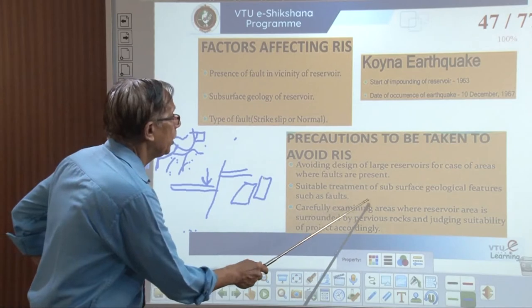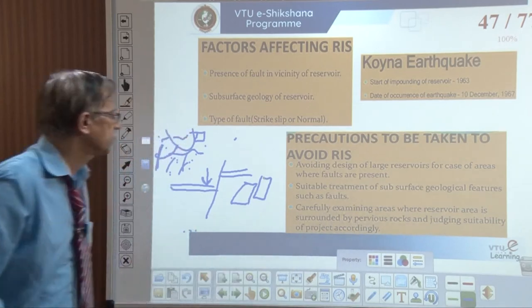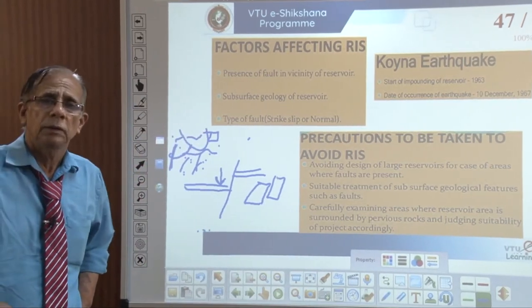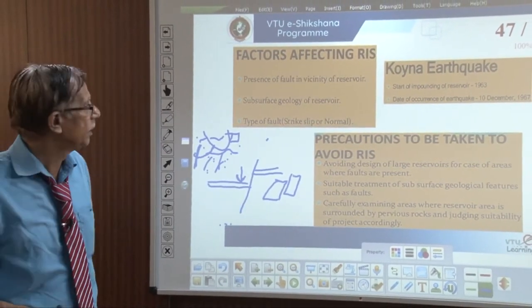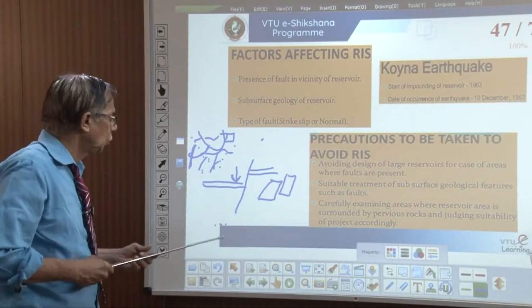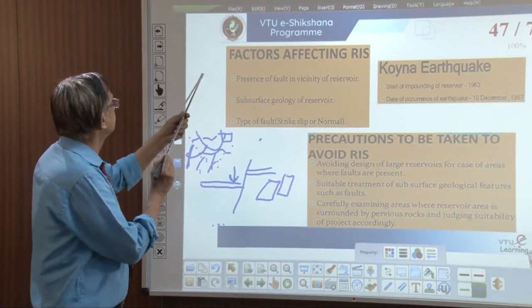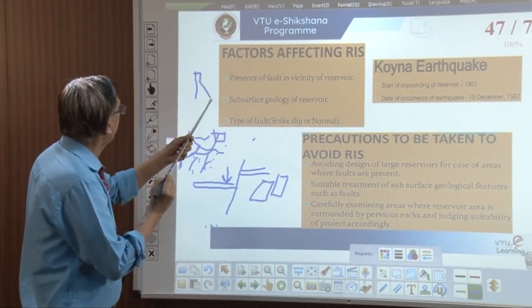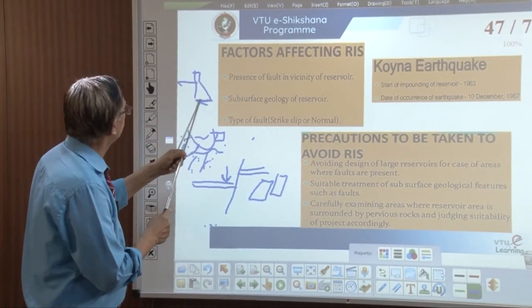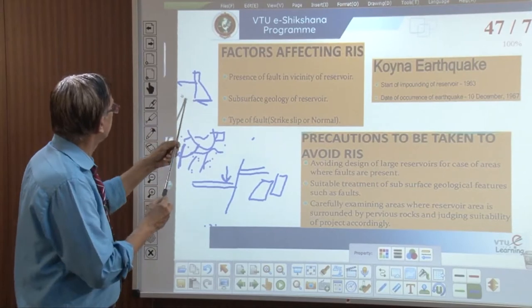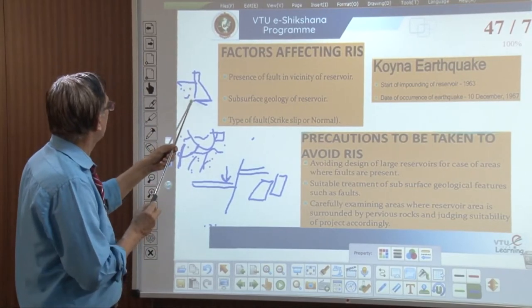Suitable treatment of subsurface geological features such as faults. What kind of precautions can we take? For example, I go to the Supa Dam. This is the Supa Dam. Okay, this is the reservoir, and this is the land.